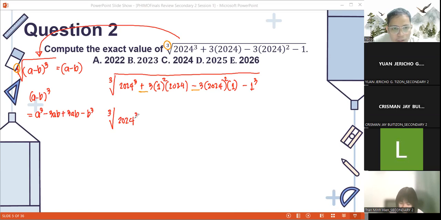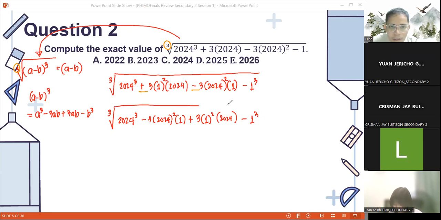So if you have 2024, then it's plus, minus, plus, minus. It becomes plus, minus, plus, okay? So this is now your plus, then minus 1 cube. So what is in that form? That is A cube minus 3 A squared B, and then plus 3 AB squared, then minus B cube.